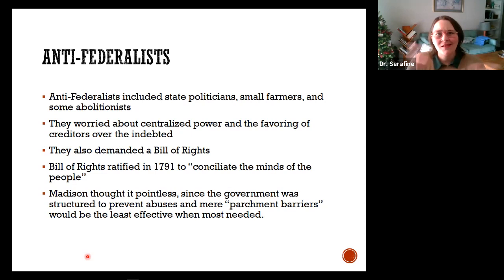But James Madison also says, look, the Bill of Rights is great, but it's a piece of paper. When the federal government decides to impose on your rights, what is a piece of paper going to do to prevent that? So he says, look, the Bill of Rights is great, but it's going to fail us at the moment that it is most needed.